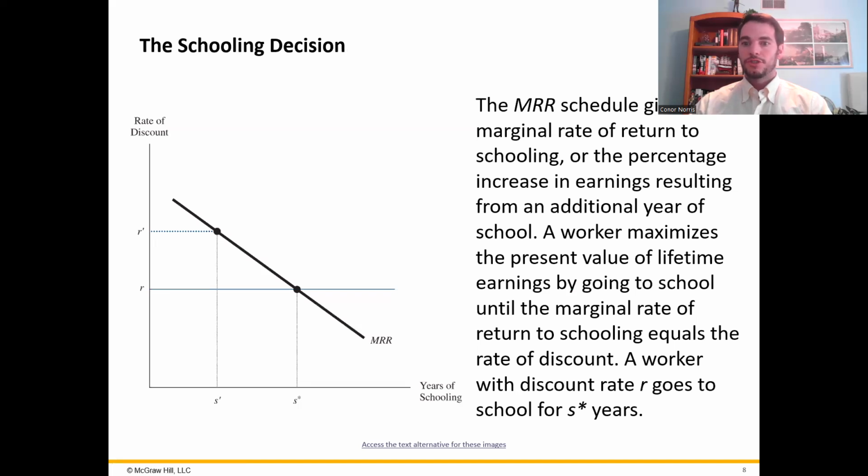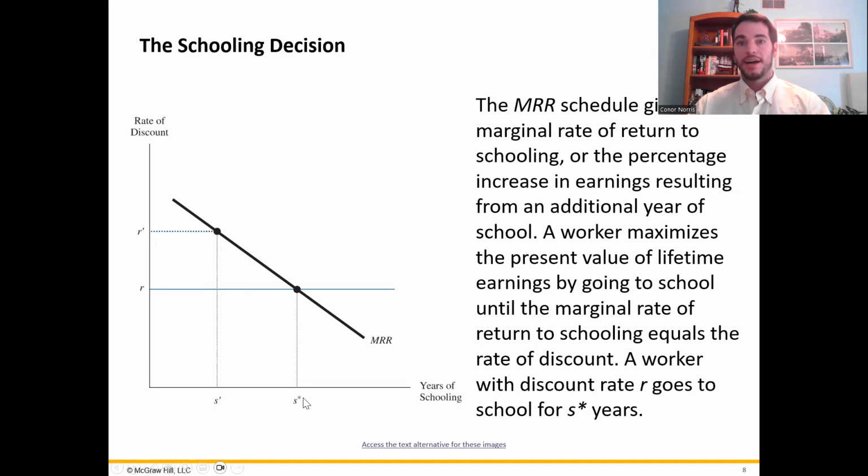So this curve shows the same basic concept, but now the returns are expressed in percents instead of totals. A worker maximizes the present value of their lifetime earnings by going to school until the marginal rate of return to schooling equals the discount rate. A worker with a discount rate R goes to school where that crosses the marginal rate of return curve right here. That corresponds with S star years of schooling.